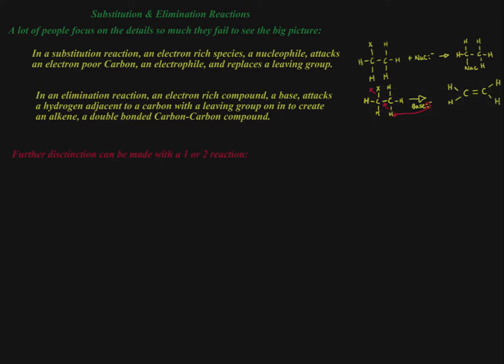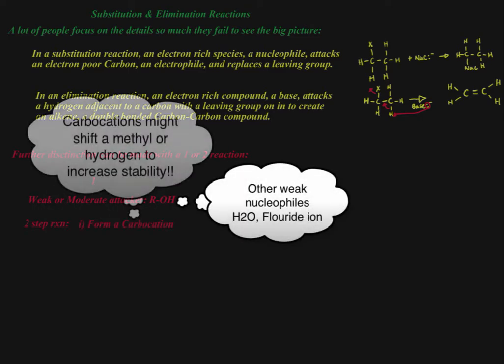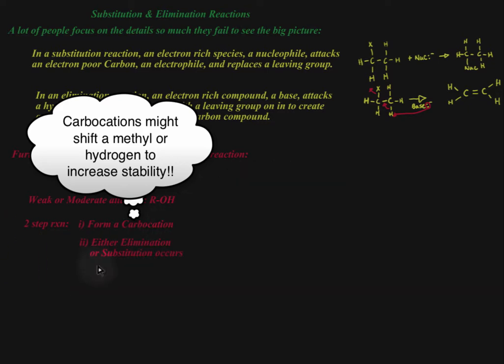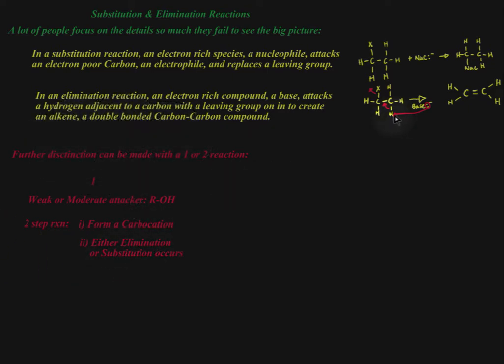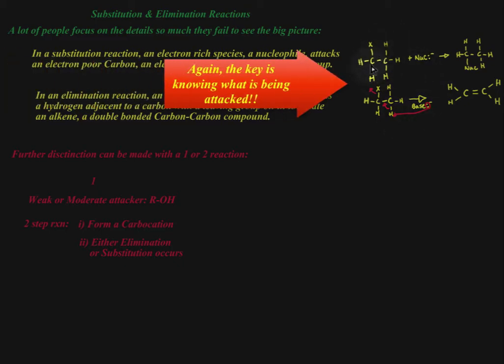You can further make distinctions between substitution and elimination depending on whether it's E1/SN1 or E2/SN2. So group one, for instance, you're going to be looking for weak to moderate attackers, alcohols, okay? It's a two-step reaction. First step is we're going to form what's called a carbocation. If you remember discussing these, they have the empty p orbital, they're sp2 hybridized, and basically have a plus charge, 3-2-1 stability. Then we're going to either have elimination if we attack the hydrogen with our electron-rich species, or if it's attacking the electrophilic carbon here, then it's a nucleophile, and it's a substitution reaction.